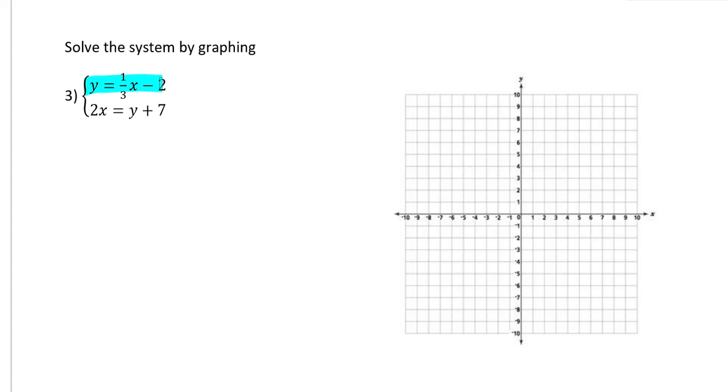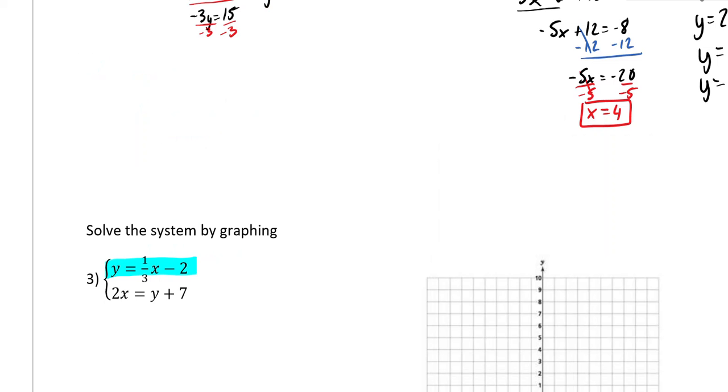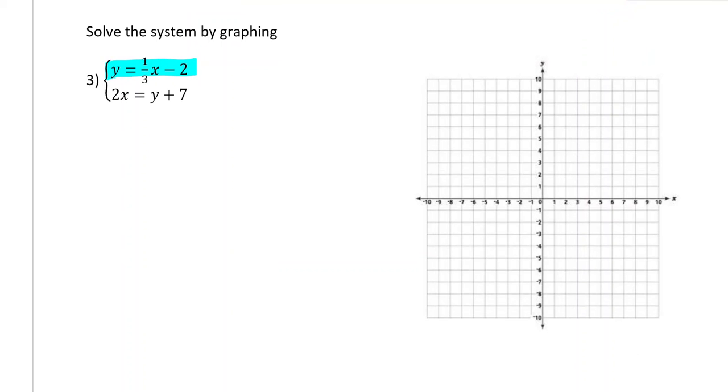The first equation, you don't have to do anything special with it. It's already y equals in slope-intercept form. So I can just pull out my slope, m, and my y-intercept, b. So my slope, m, is the number with the x. In this case, that's a positive 1/3. My y-intercept, b, is the number by itself. In this case, that's a negative 2.